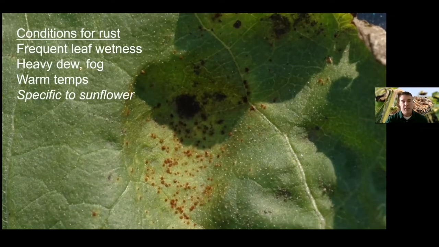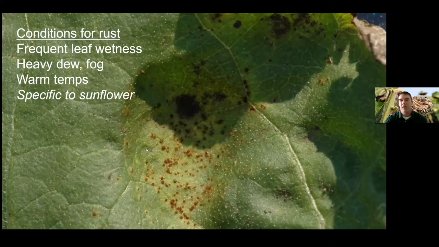And what rust needs is frequent leaf wetness. Heavy dews and fogs are ideal, and it needs warm temps, but it does not need rain. So sometimes when you see rust losses, and it doesn't matter what crop, it could be wheat or whatever, in a dry year, maybe not a super dry year, but in a dry year, you tend to see greater losses from rust than in a wet year.